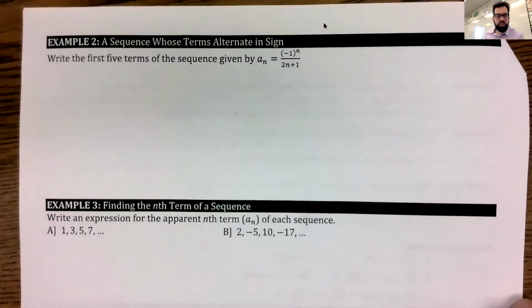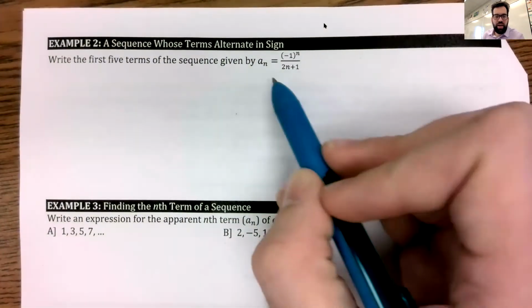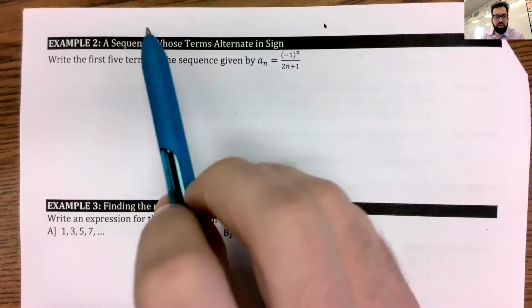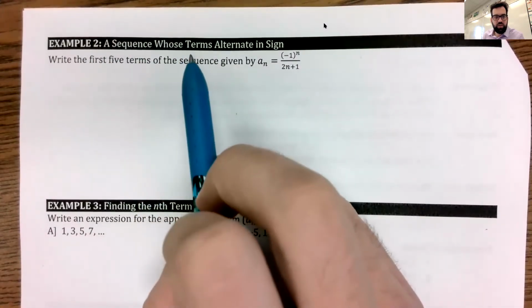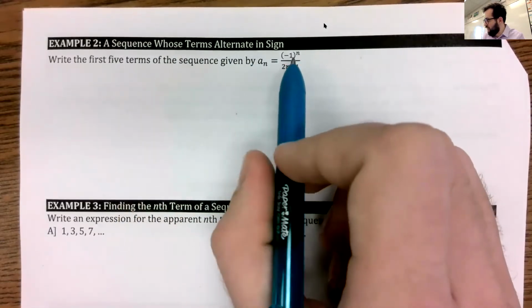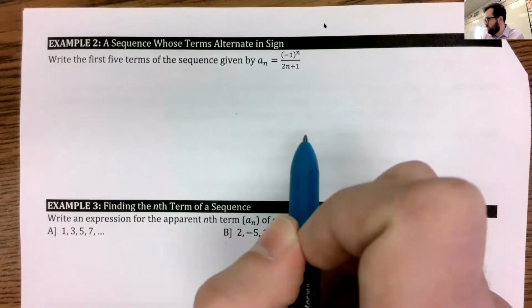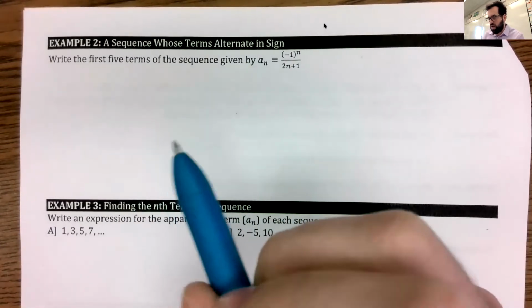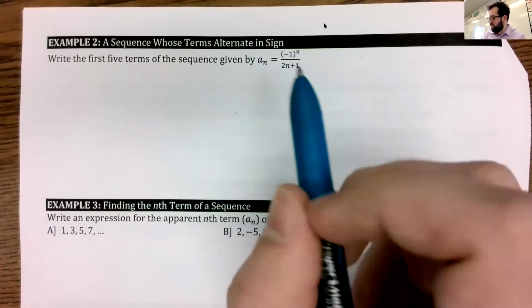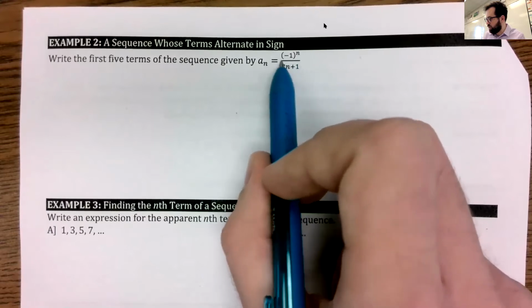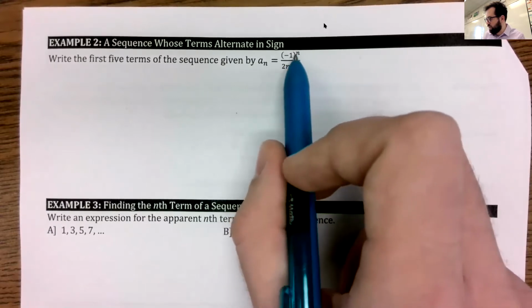Right, the first 5 terms of the sequence given by a sub n equals -1 to the n over 2n plus 1. Notice that this example is called a sequence whose terms alternate in sign. So now you're going to see how the -1 to the n can be used to alternate sign, meaning it goes positive, negative, which hopefully makes sense if you think about what we were just saying, that if this is an even exponent, the -1 is going to become positive. And if it's an odd exponent, it's going to stay negative.